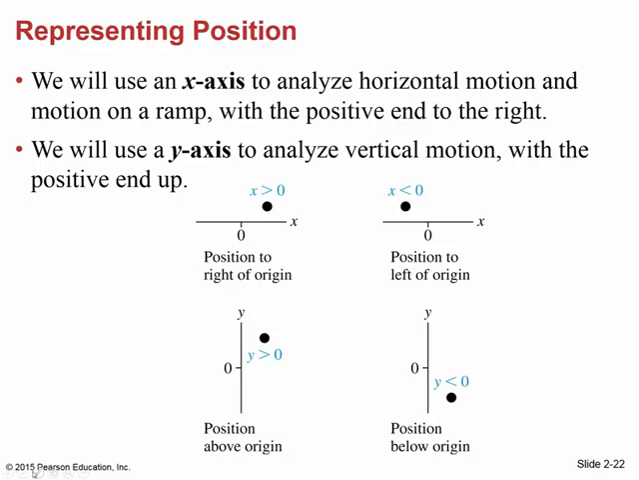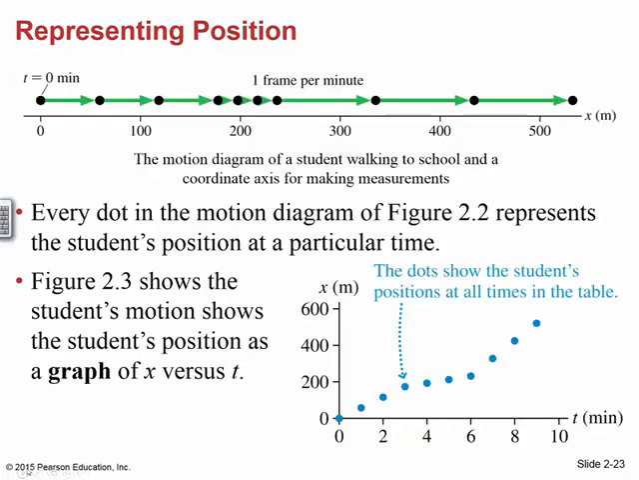Well, in actuality, we need to go a little bit further than that, because we need to start familiarizing ourselves with what we call the Cartesian coordinate system, which involves x and y axes, okay? And of course, they tell you here that to analyze horizontal motion on a ramp, you always look at positive to the right in the positive x, negative x to the left, and the same thing with vertical motion. Positive y is up and negative y is down, okay?